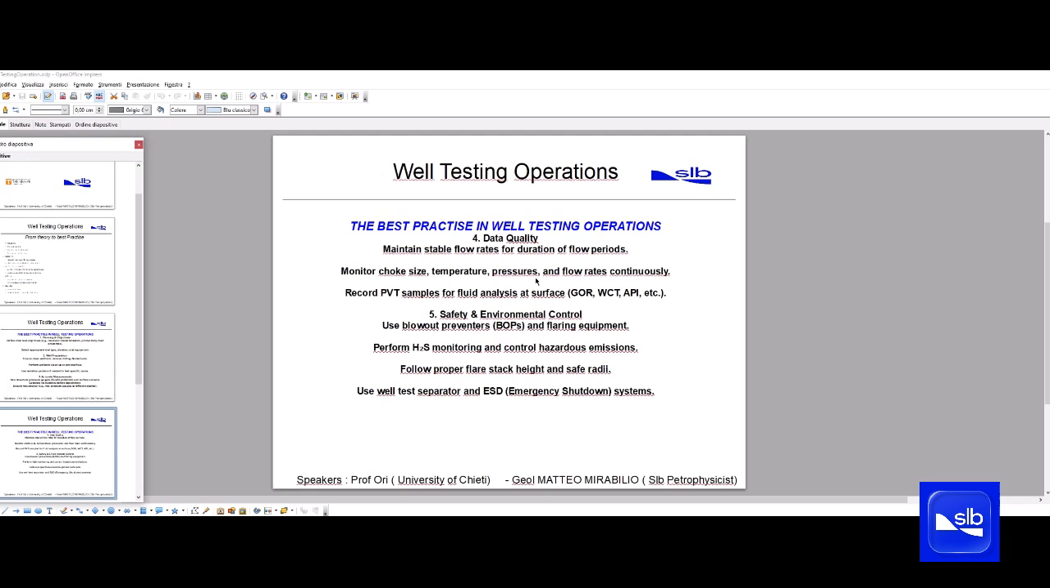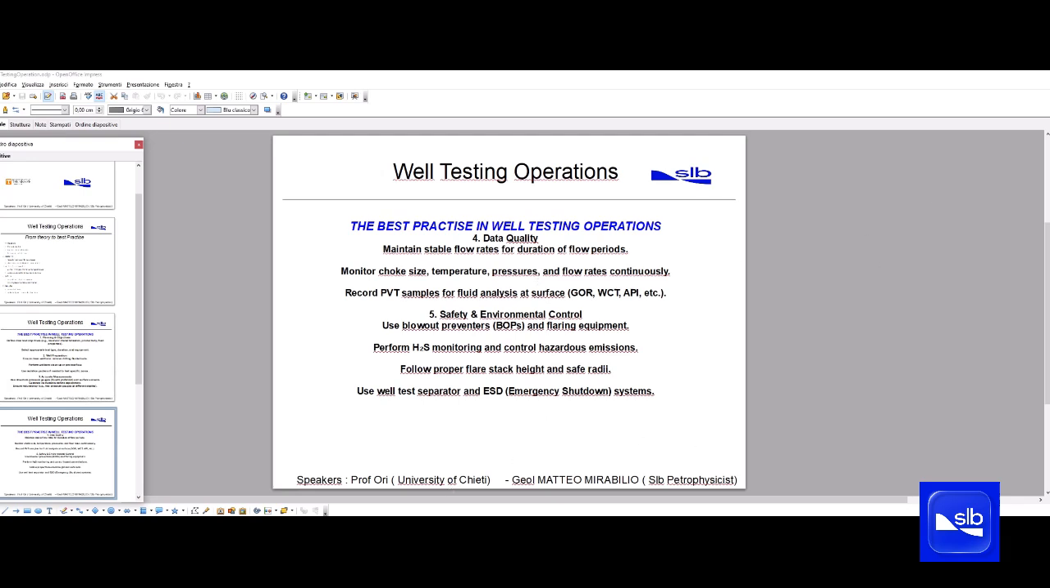Safety and environment control: perform H2S monitoring and control hazardous emissions. Use a well test separator and an emergency shutdown system.